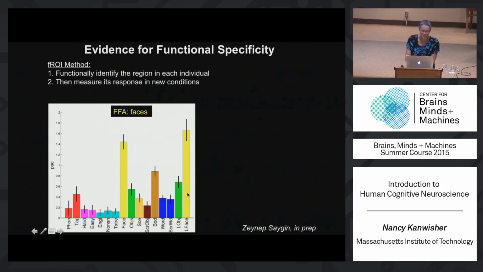They're presented auditorily. But these are all visual stimuli here. The two yellow bars are faces. This is line drawings of faces. This is video clips, color video clips of faces, strong responses to both.